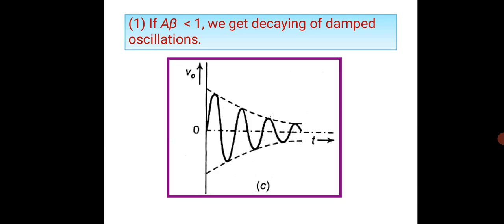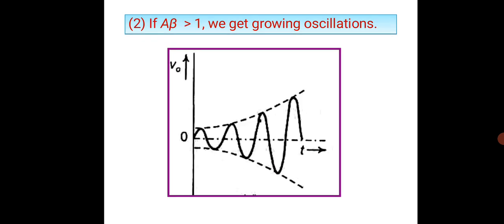You can see from here that three cases are considered. When A beta is less than 1, we get damped oscillations. You can see the output voltage versus time is given. You could see a decaying, damped oscillation: there is an oscillation but it keeps decaying. This is the first case, where A beta is less than 1.